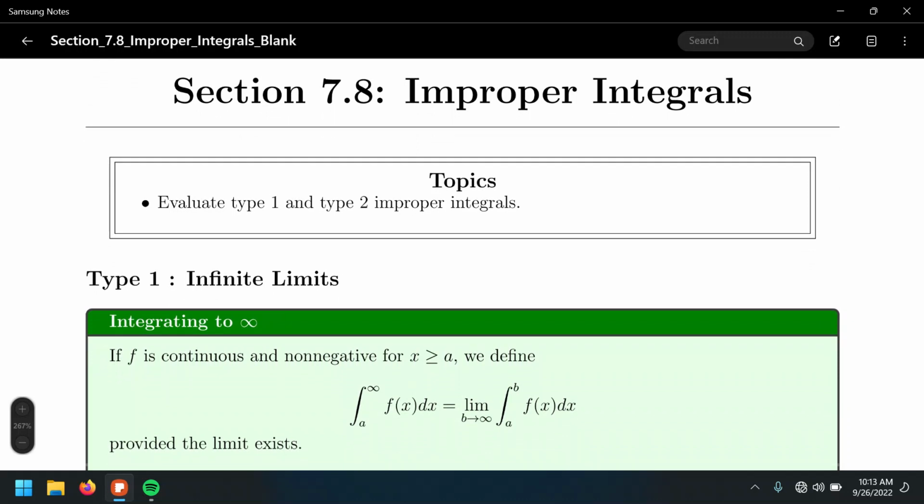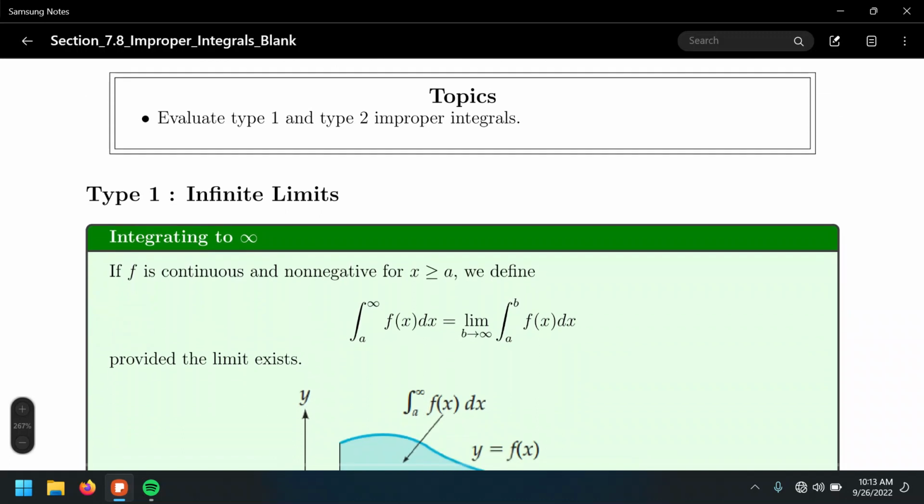There are two types of improper integrals. Type 1 is when we have limits of integration that are infinite, and type 2 is when there is a discontinuity, like an asymptote, somewhere in the interval of integration. Now, the rules that we're going to use are the same. There are really no new rules of integration. It's more about the notation.